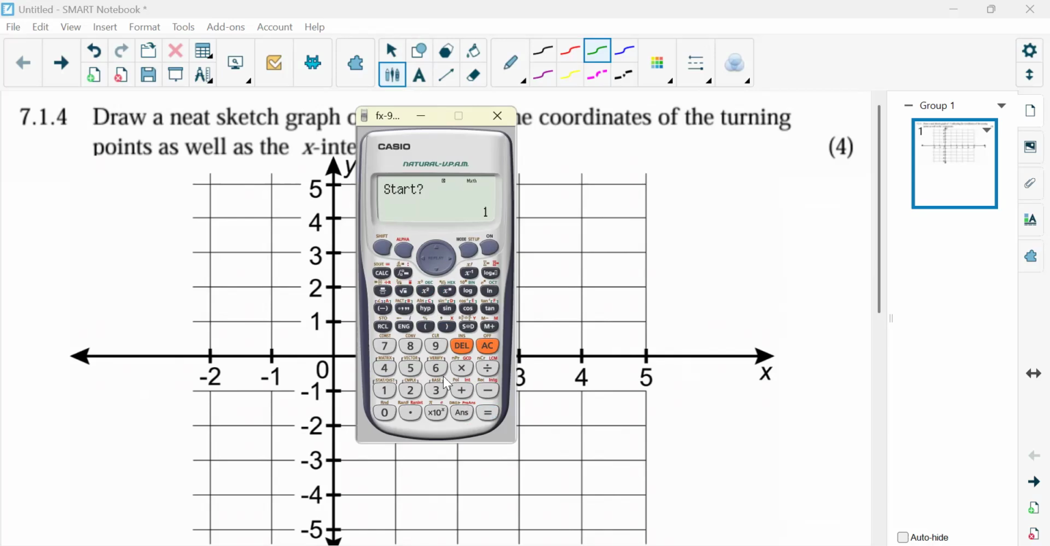Equals, and it asks where we should start. Because I already know this graph, it's up to you where you want to start, guys. You don't have to use all of the points. In this case, let's start on minus 2. You can even start on minus 5, depending on the memory of your calculator. We're going to end at positive 5.